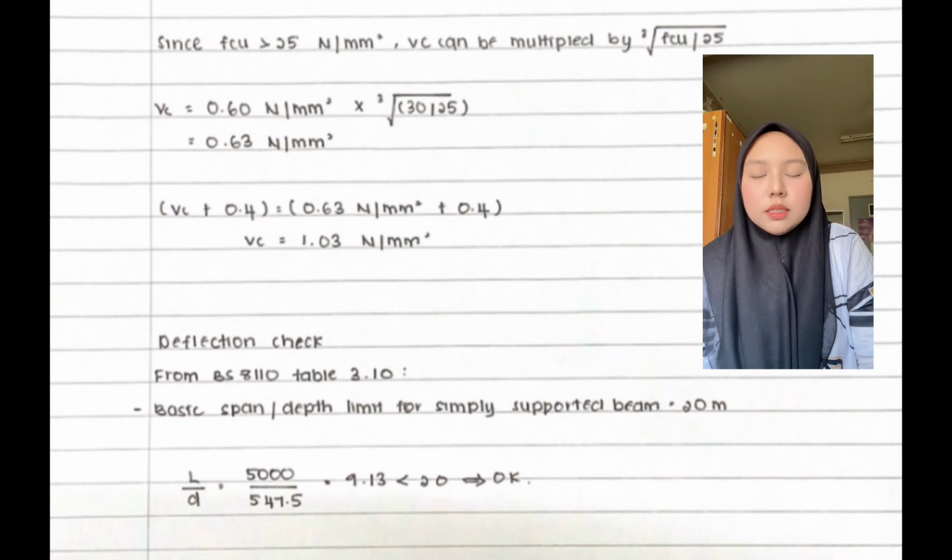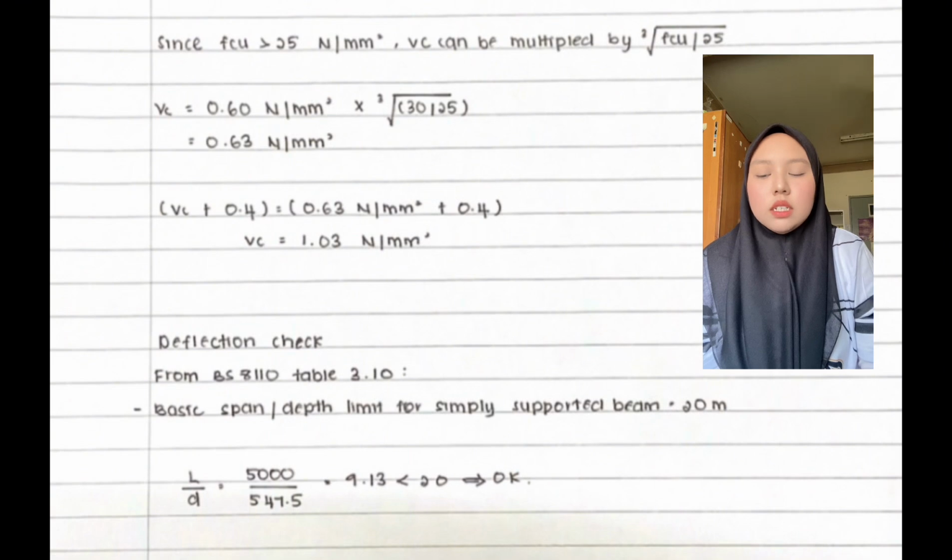So the last part is the deflection check from BS 8110 table 3.10. The basic span or depth limit for a simply supported beam is 20. So L over D equals 5000 divided by 547.5. So the answer is 9.13. So it is below 20, so it's okay.